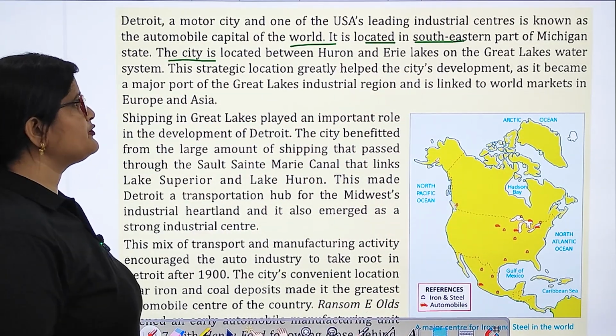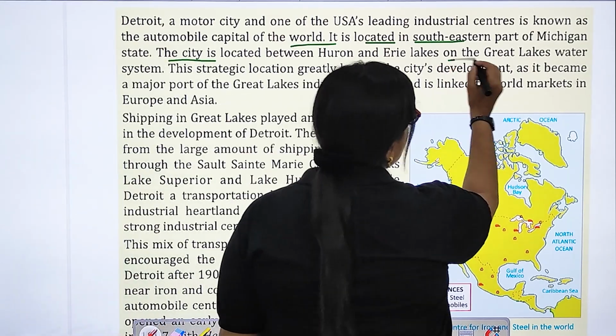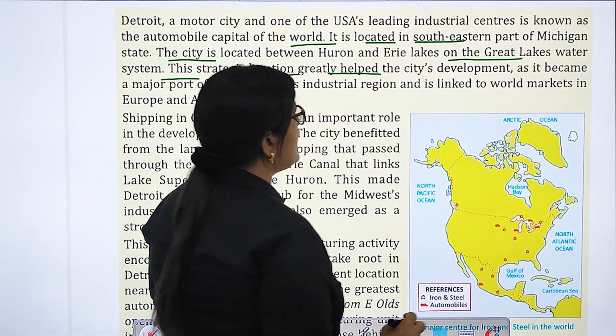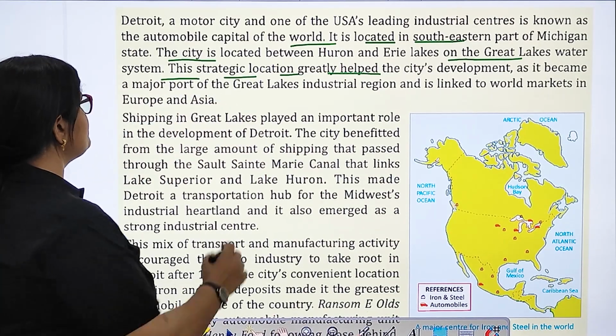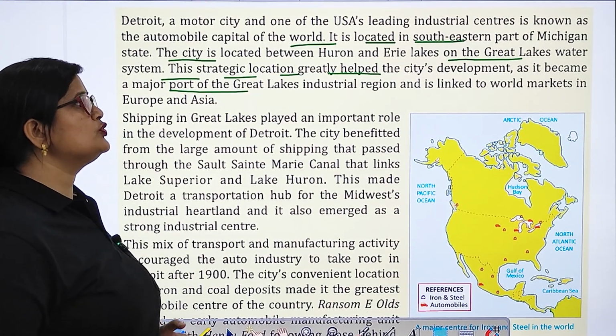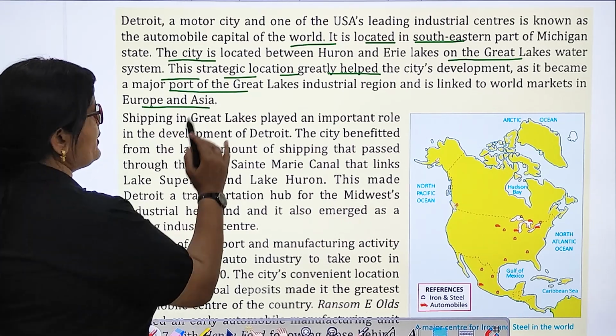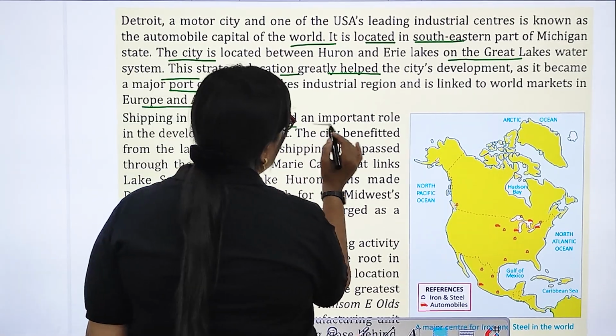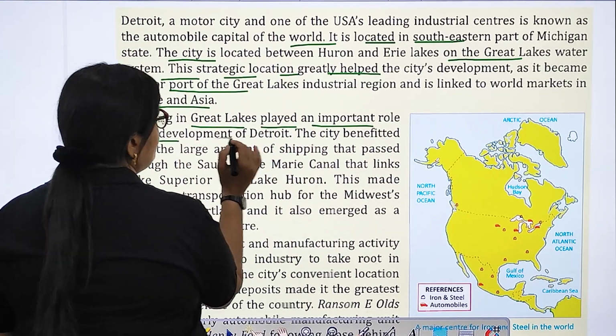The city is located between Lakes Huron and Erie on the Great Lakes water system. This strategic location greatly helped the city's development as it became a major port of the Great Lakes industrial region and is linked to world markets in Europe and Asia. Shipping in the Great Lakes played an important role in the development of Detroit.